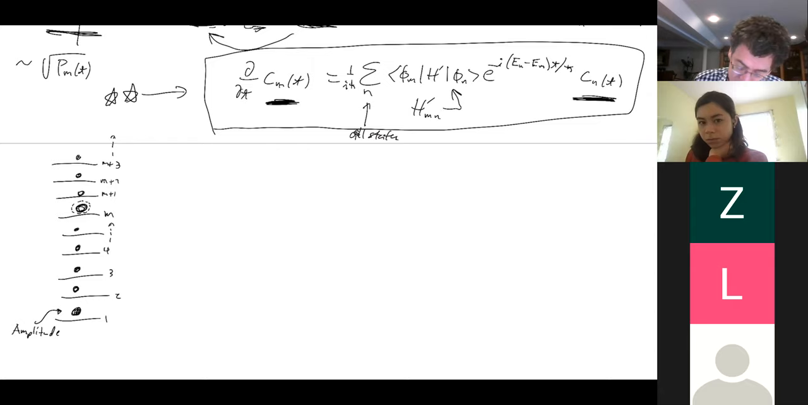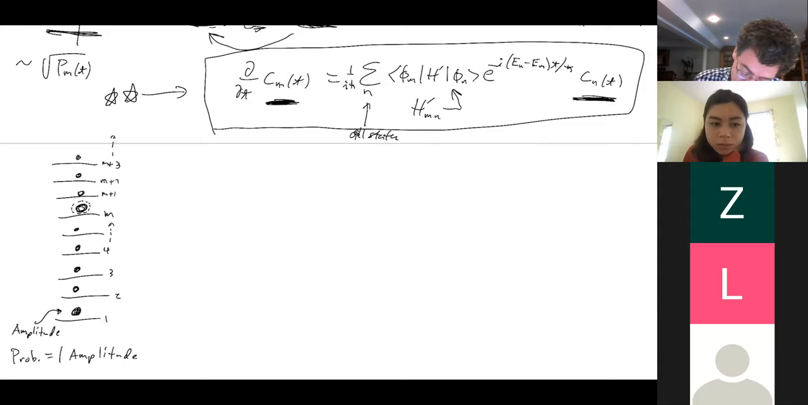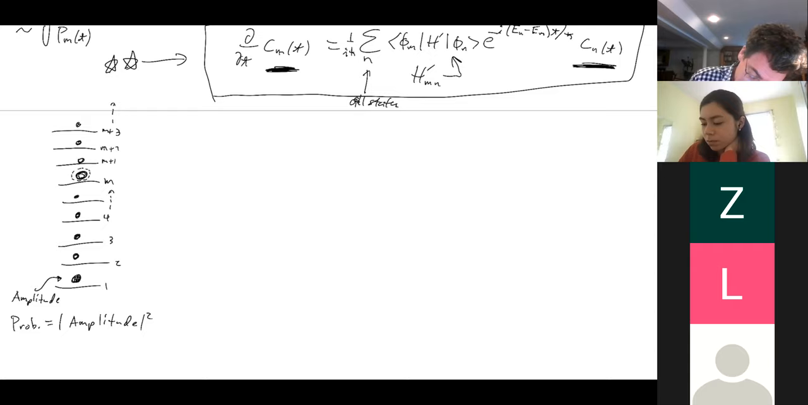Well, probability is the square of amplitude. So you can think of amplitude as the square root of probability, although that's not quite right, because amplitude can be complex and probability is real. So there's a little bit of information lost in that translation. But still, bear with me. Every one of these states gets some amplitude, and probability is amplitude squared. And that amplitude is the c_n of t.